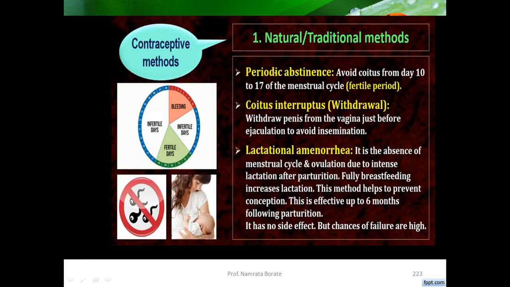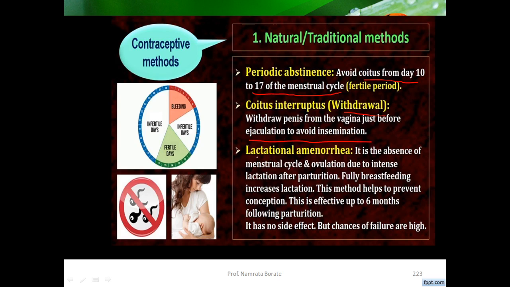The first one is periodic abstinence. Avoid coitus from days 10 to 17 of the menstrual cycle. During that period, fertilization may occur, as the ovum is released from the Graafian follicle. So avoid that period, which is called the fertile period. Next one is coitus interruptus, that is withdrawal of the penis from the vagina just before ejaculation to avoid insemination.